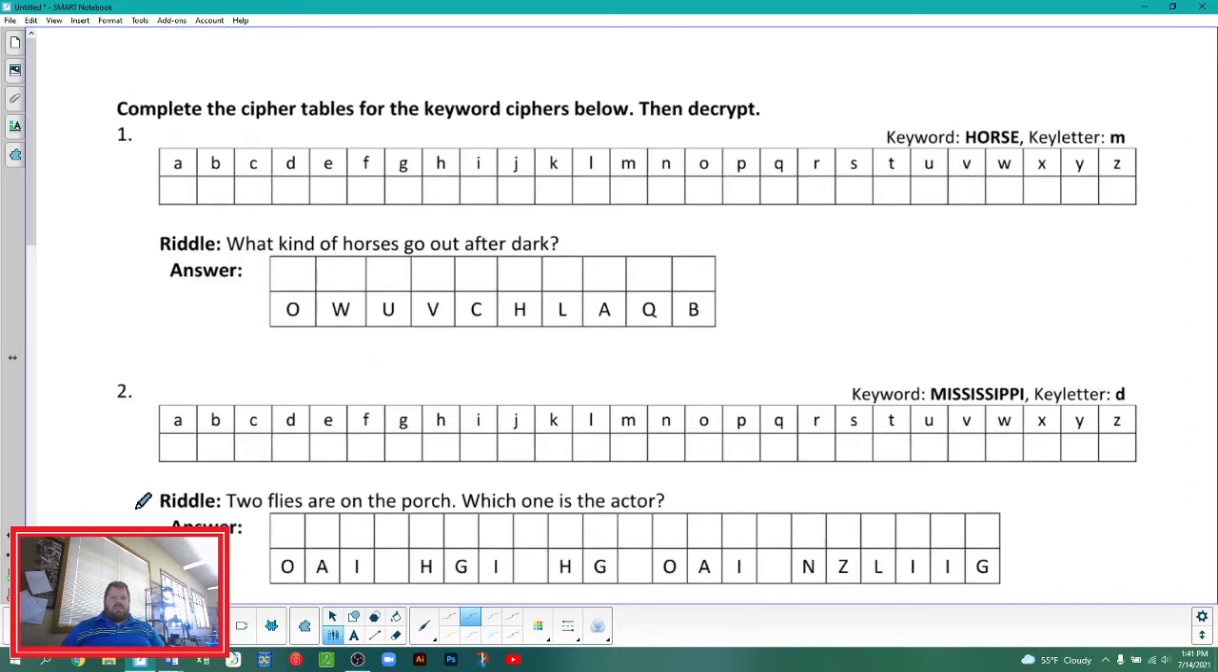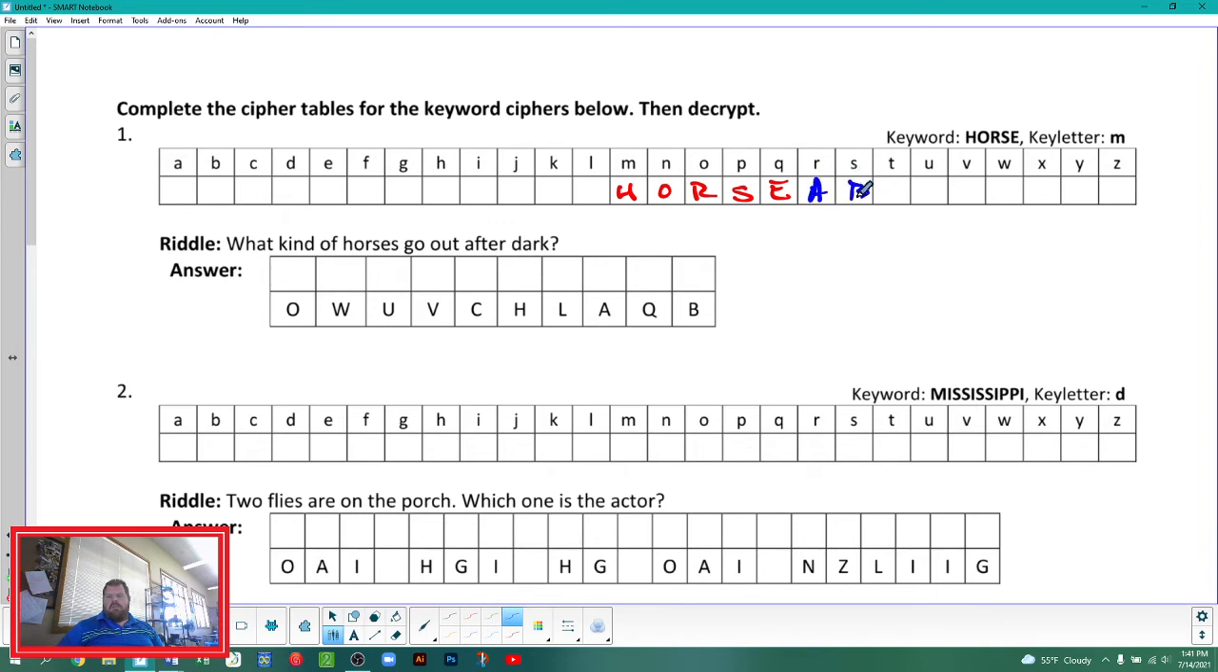Okay, let's look at some longer ones where we also have to make the cipher table. That's kind of the easier way to learn this. So on this first one, my keyword is horse and my key letter is M. So at M, I write the word horse. After that, I fill out the rest of the alphabet, skipping letters that I've already used in horse.